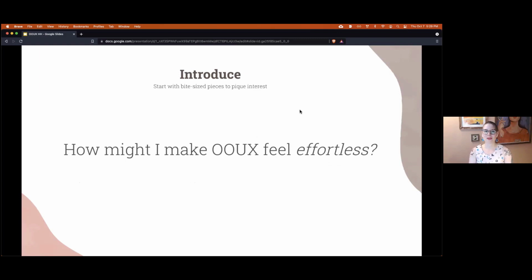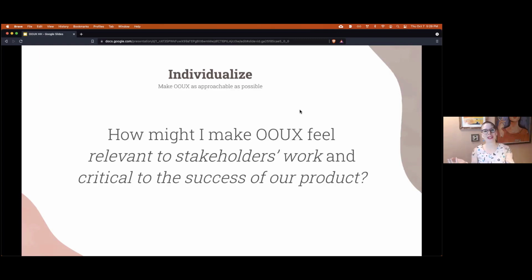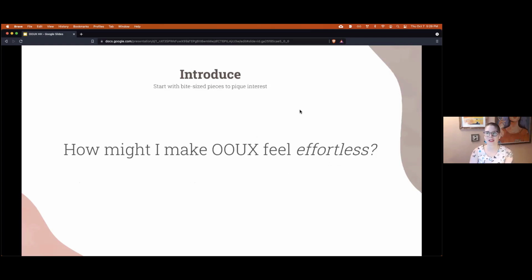Okay, so we have now gone through the individualizing phase. We've convinced people to attend their first OOUX workshop. And so what we'll move on to next is introducing. Here, what I want to emphasize is starting with bite-sized pieces and piquing interest that way. So the key question to keep in mind is, how might you make OOUX feel effortless? Getting involved and being active in the process should feel easy and fun and exciting and impactful.